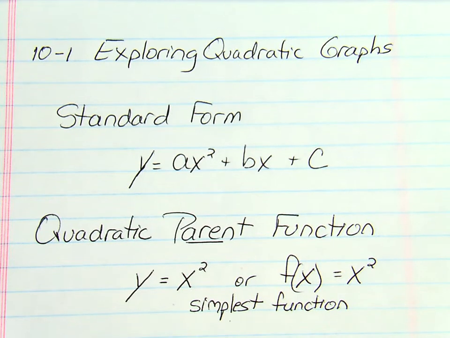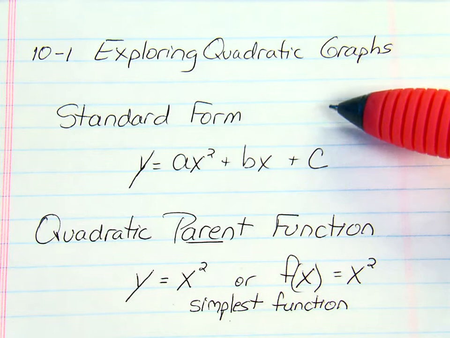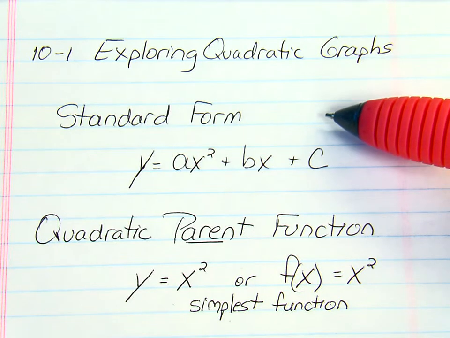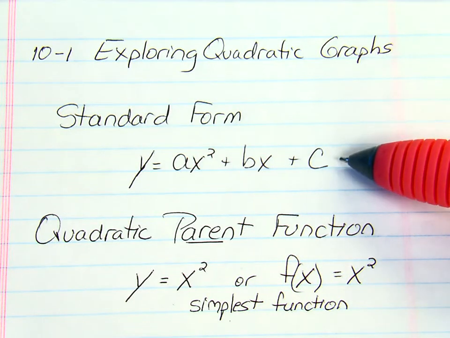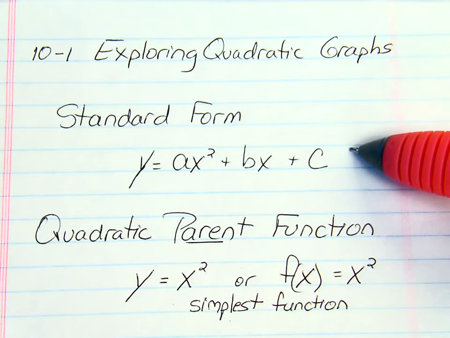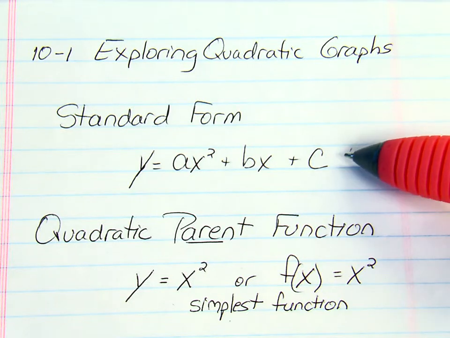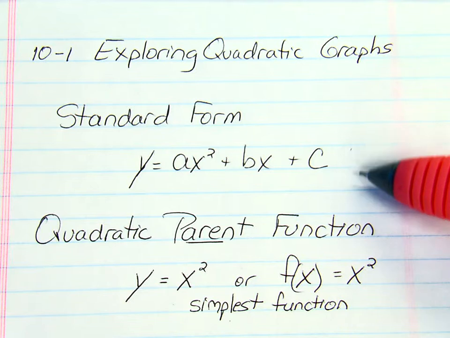We are now in lesson 10-1, exploring quadratic graphs. We've been working with quadratic functions for a while. We have been factoring them. So we're going to look first at the standard form of the quadratic equation, which is y equals ax squared plus bx plus c. Of course, we know that there are variations of that with negatives and positives, but this is the standard form of the equation.